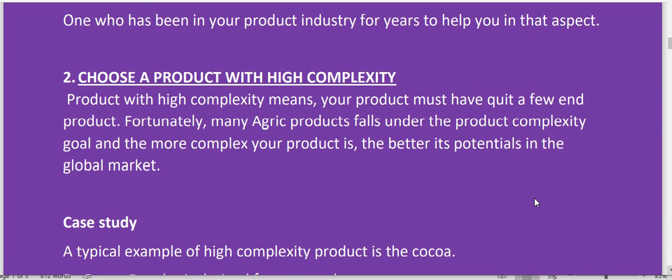The number 2 is choose a product with high complexity. Now, products with high complexity means your product must have quite a few end products. When I say a few end products, we'll get to the case study. Fortunately, many agric products fall under the product complexity goal, and the more complex your product is, the better its potential in the international or global market.